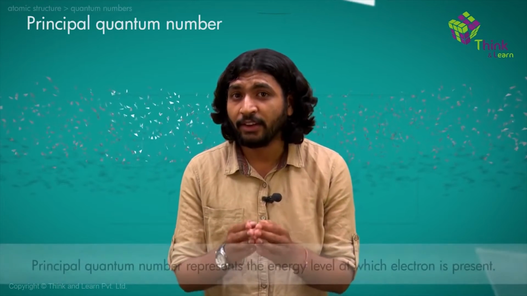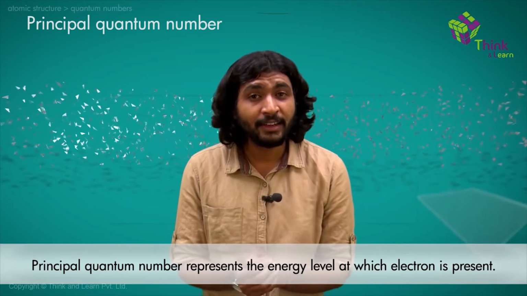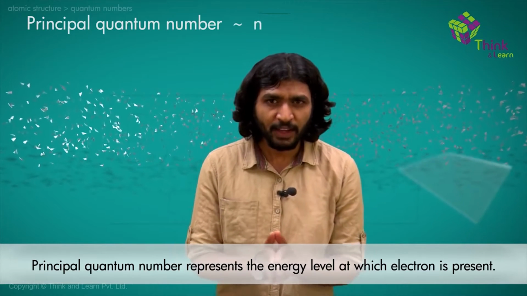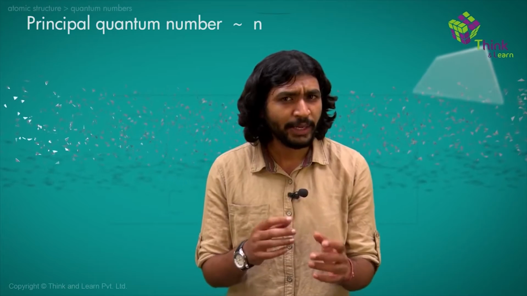Now let's talk about the principal quantum number. What is this principal quantum number? Like we discussed, the principal quantum number gives us the energy level at which the electron is present. And this is denoted by the letter N. Now you know that the electron cannot exist around the nucleus without any energy. Can it exist? No, right? Because the energy levels are quantized, so it needs some minimum amount of energy to stay there.